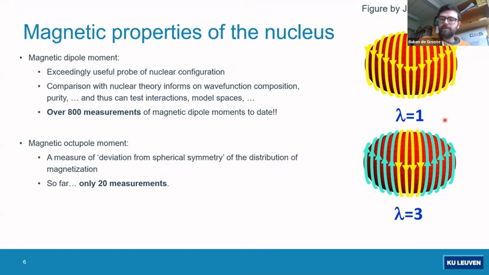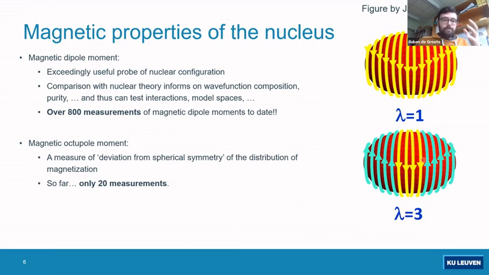This is schematically illustrated a little bit on the right. In the top configuration, these arrows indicate current flow, let's say, in the nucleus. A configuration like the one shown above, with lambda equals 1, gives rise to a non-zero dipole moment. But if you start adding this sort of twist or torsion into the current flow, you will get non-zero octopole moments as well. This figure was made by Jacek, who will give a talk on Friday, and will perhaps also speak about this. I'm not sure.